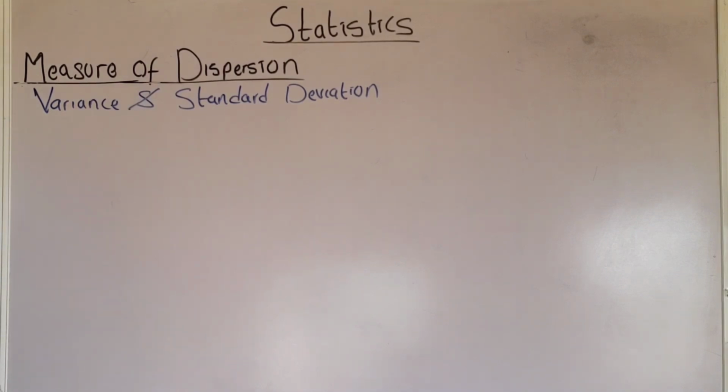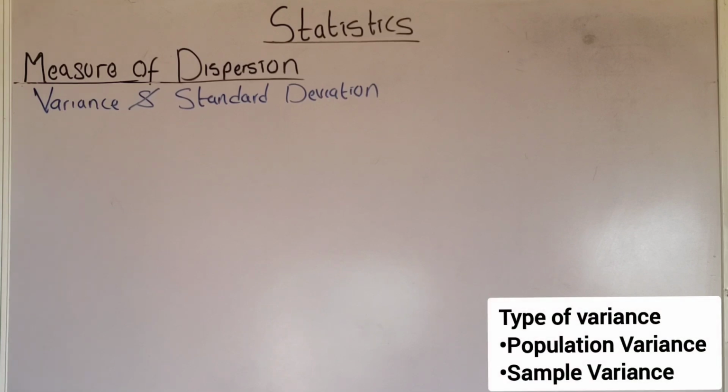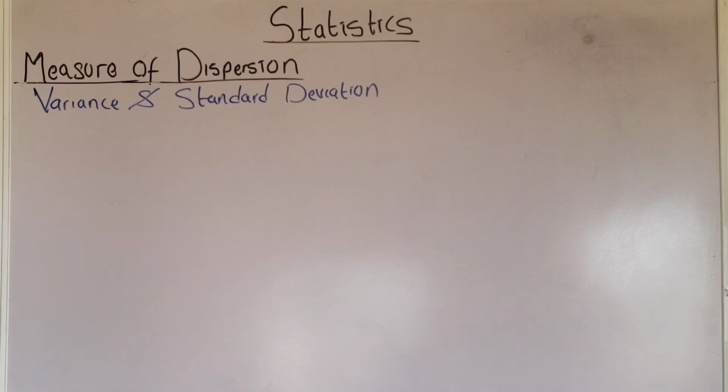There are two types of variance. The first type is the population variance, and the second type is the sample variance. The sample variance is used when you are working with a sample of a population. I'm going to explain. When you have 100 people in a class, and out of the 100 people you choose 40 as the sample, what we're going to calculate in that case is the sample variance.